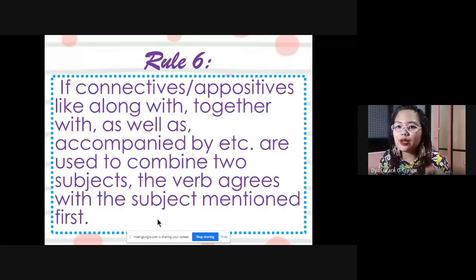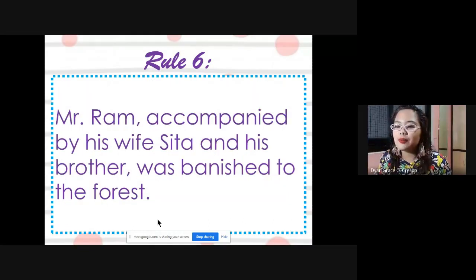Now, number six. If connectives or appositives like along with, together with, as well as, accompanied by, and etc. are used to combine two subjects, the verb agrees with the subject mentioned first. So, let us check this sample. Mr. Ram, accompanied by his wife Sita and his brother, was banished to the forest. I will give you this type of scenario.